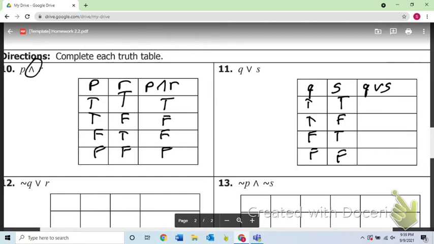On number 10, only 1 out of 4 is both true. Here, at least one of them is true, and that's 3 out of 4 times. And only 1 out of 4 is false.